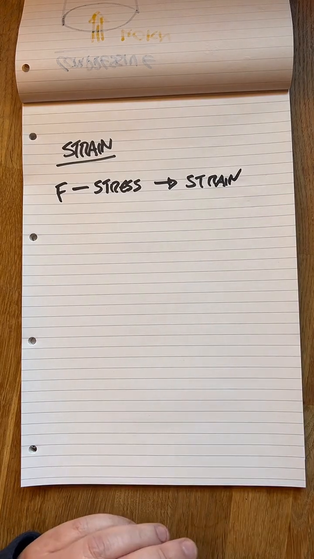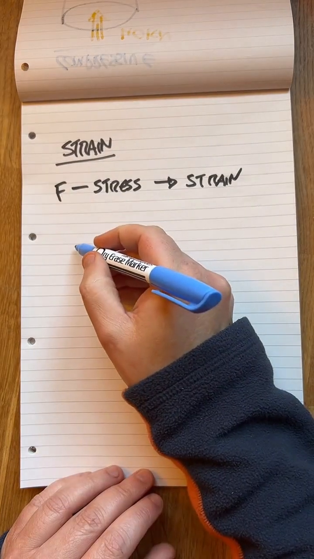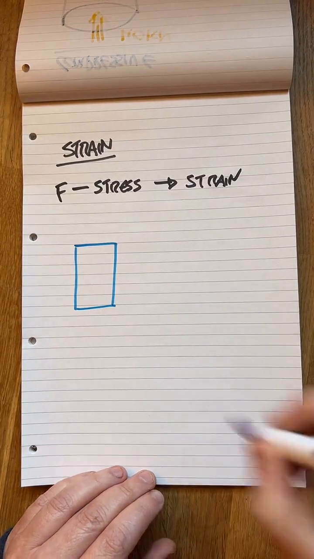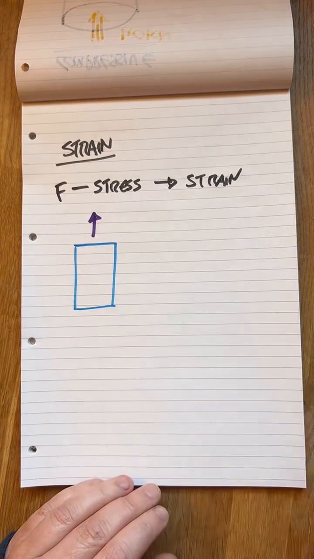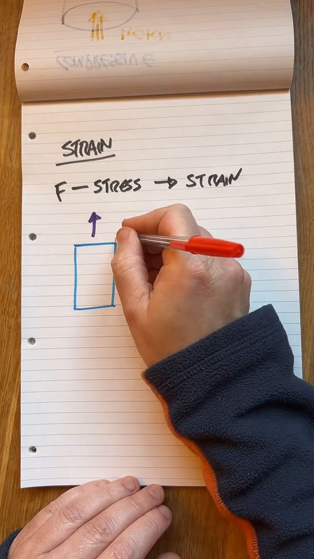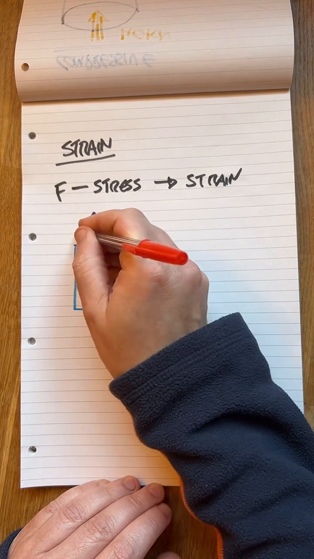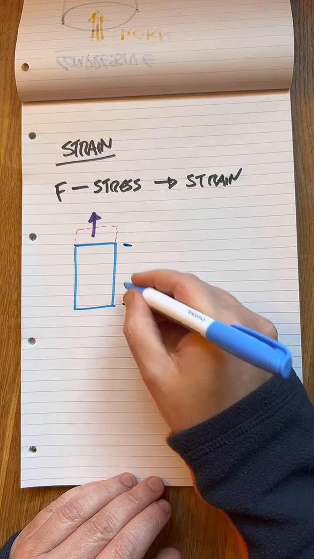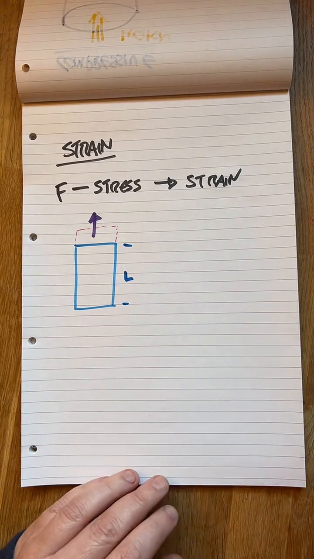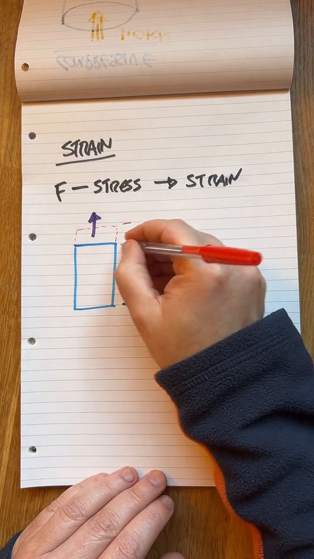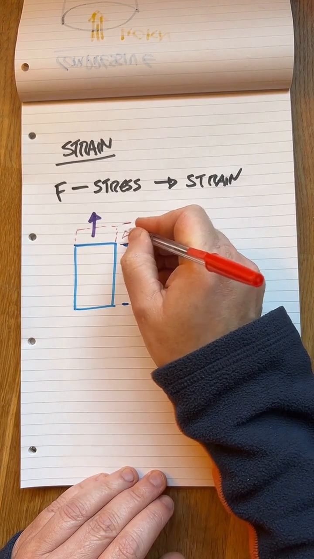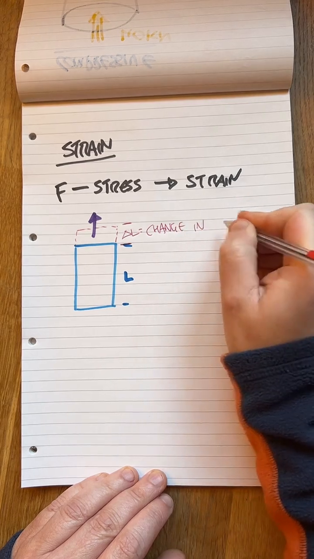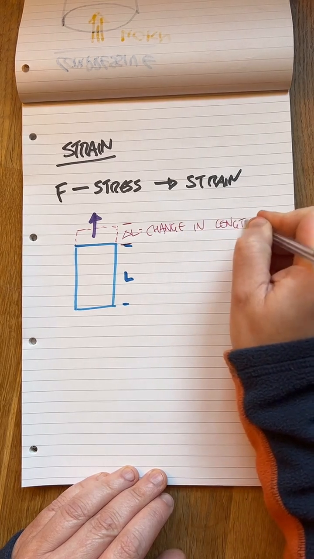And all strain is, I'll draw something else, look. If I've got something like that, and if I'm pulling it up like this, it's going to change in length. I'm going to label this L. L is original length. And this bit here, how much it's been squashed or pulled up, is the change in length. That's all strain is. Use a strain gauge normally.